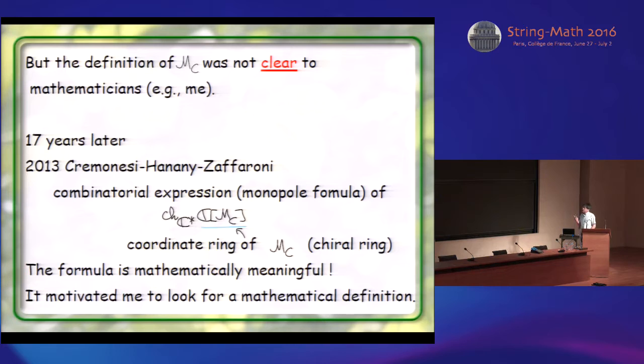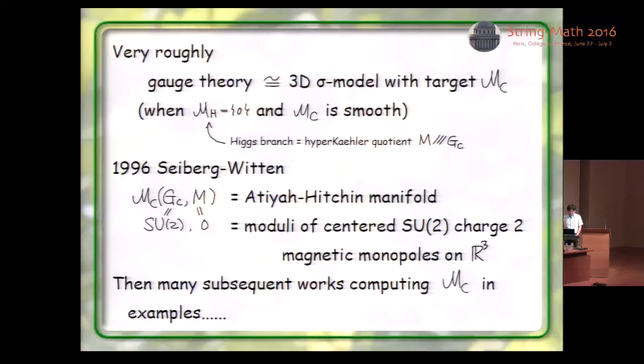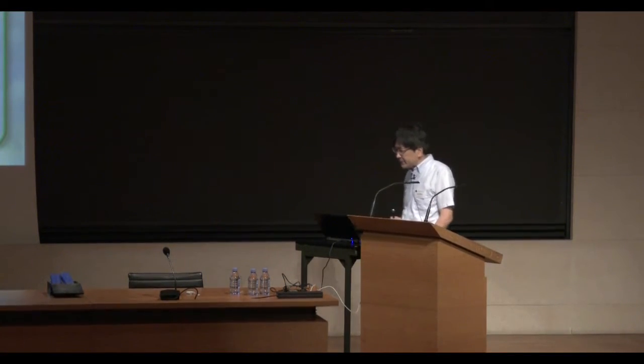But the definition of the Coulomb branch, which I just briefly explained. So this gauge theory, I mean, this is the equivalence of the quantum field theory, and for mathematicians, there's no rigorous definition of the quantum field theory, in particular for this kind of supersymmetric gauge theory. So this definition is naively fine, but I don't quite understand it as a mathematician.